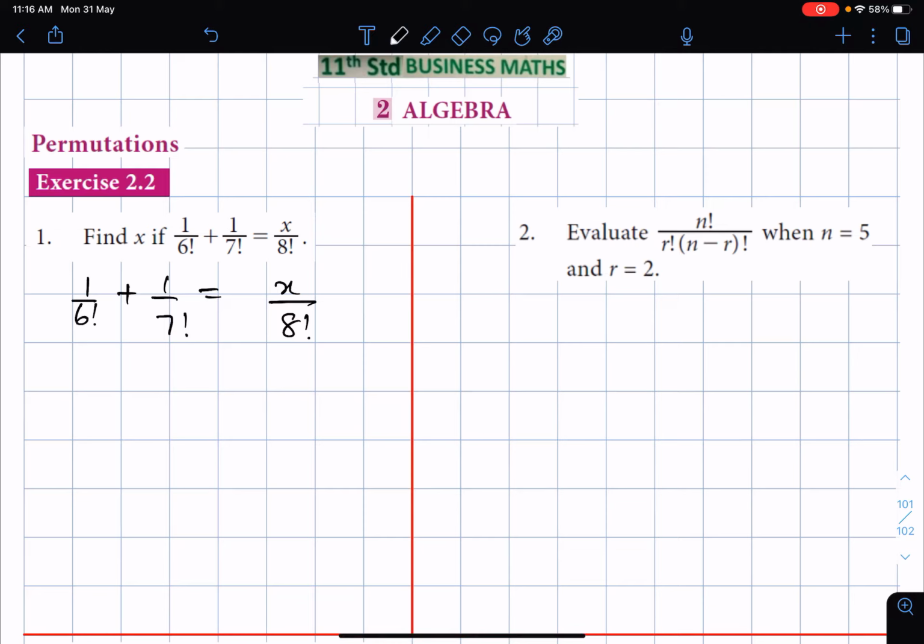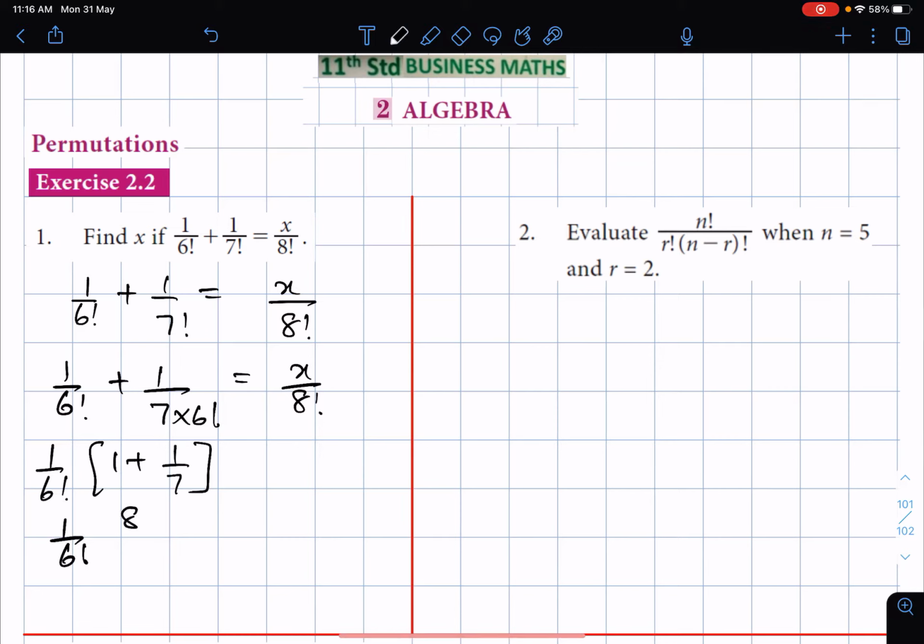Okay, so now here we have got 6 factorial and 7 factorial, so we are going to decrease our 7 factorial into 7 into 6 factorial. So our common is going to be 6 factorial. So 1 by 6 factorial into 1 plus 1 by 7, that is going to give you 1 by 6 factorial into 8 by 7, which is equal to x by 8 factorial.